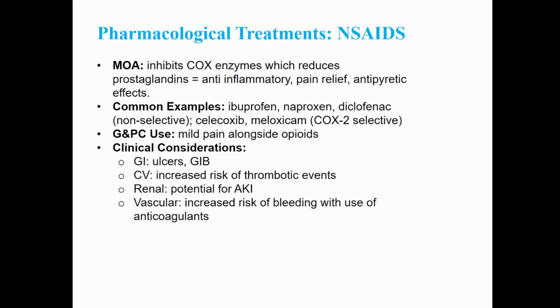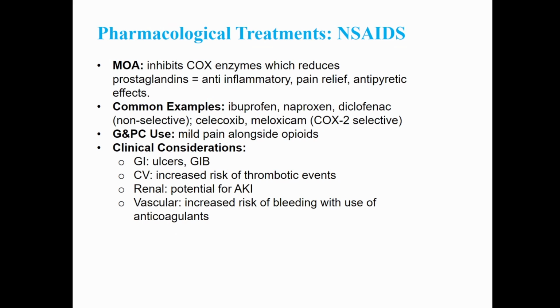Just as a reminder, the mechanism of action of NSAIDs is that they inhibit the COX enzymes, which reduces prostaglandins, and this results in being anti-inflammatory, helping with pain, and also with fever, antipyretic effects. This is something you might take if you're sore after a workout, for the anti-inflammatory effects. The most popular example is ibuprofen, but there are a lot of different NSAIDs out there, including naproxen, diclofenac, Celebrex, and meloxicam, which are both COX-2 selective.